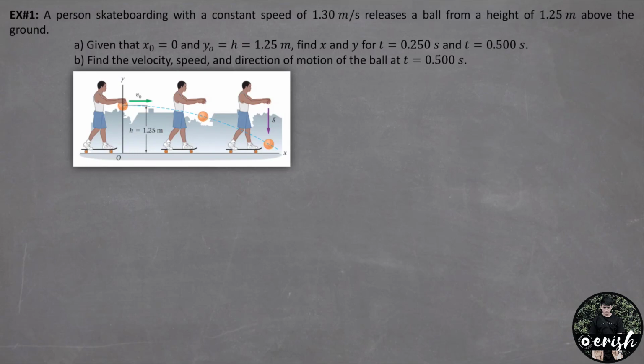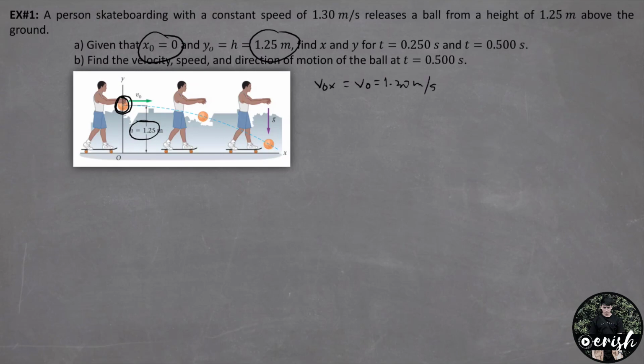Nag-start yung ball at this point, considering the x sub o is equal to 0 and yung y sub o natin is equal to the height na 1.25 meters. The initial velocity is horizontal. So this is a main example of projectile motion with zero launch angle. Therefore, yung v sub o x natin is equal to v sub o na lang, and this is 1.3 meters per second.